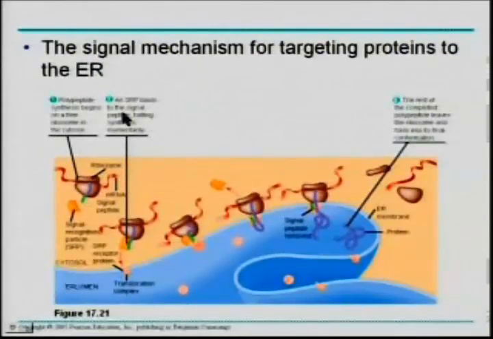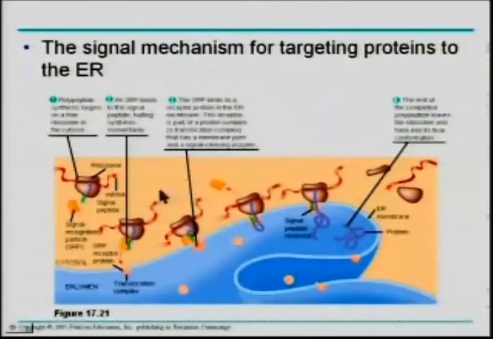an SRP binds to the signal peptide, the signal recognition particle. This thing in yellow shown here is the SRP, halting synthesis momentarily. So translation is halted when the SRP binds to the signal sequence, the signal peptide, excuse me. And third, the SRP binds to a receptor protein on the ER membrane.